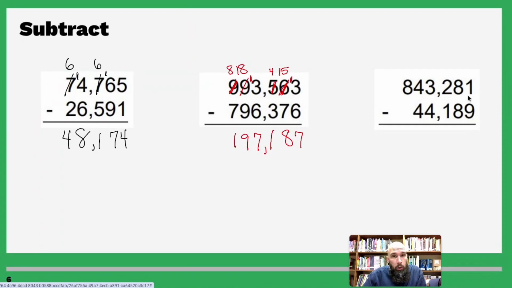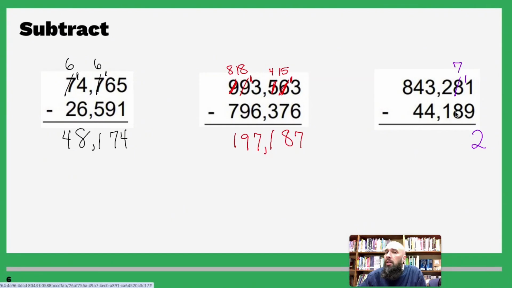Go to the ones place value. 1 minus 9, can't do it. So let's borrow 1 from 8 and make it a 7 and turn the 1 into 11. 7-Eleven, how convenient. 11 minus 9, it's a convenience store. 11 minus 9 is 2.